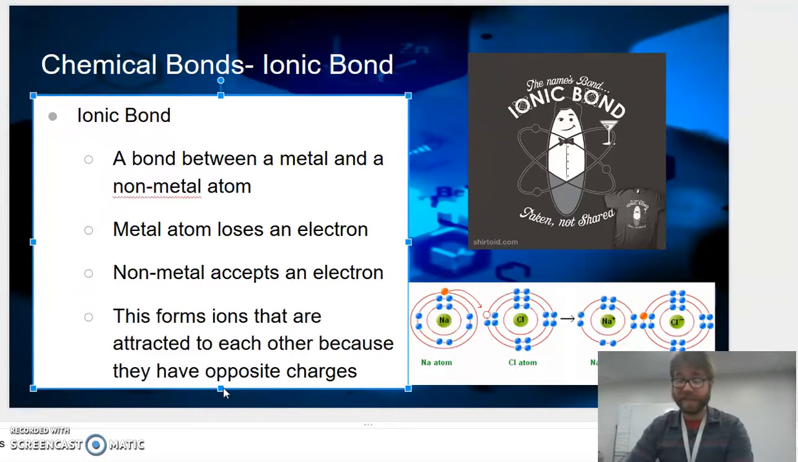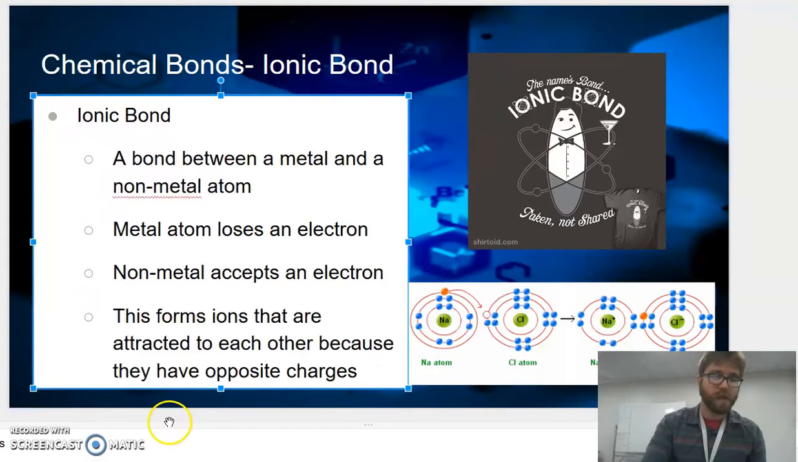So in these cases, when metals lose an electron, they become positive, and when non-metals accept an electron, they become negative. And this positive and negative charge is going to hold them together really tightly, and that's what that bond is. That's the ionic bond. It's a bond between these opposing charges.